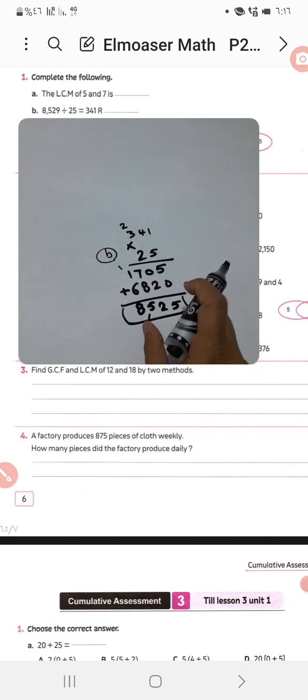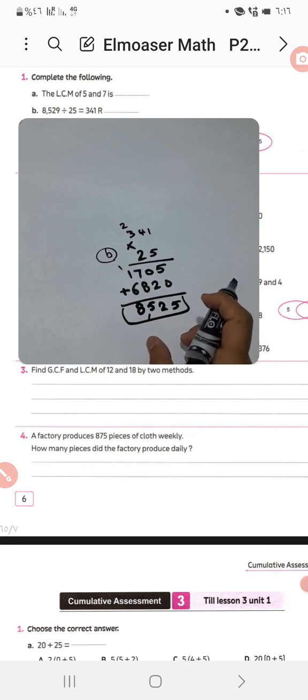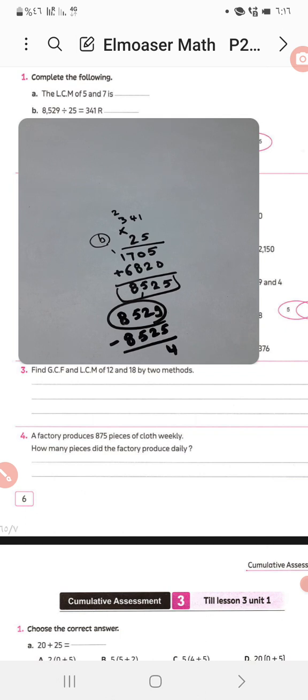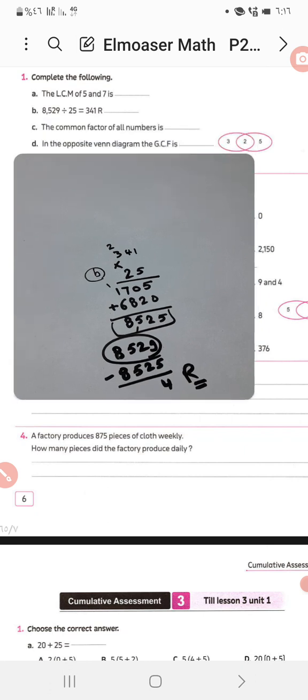We want to find the remainder. The remainder will be what? We can find the remainder by subtracting 8,525 from 8,529. The difference between them will be 4. So the difference here will be 4. It will be what? The remainder. So the result will be 4. This is the remainder for question letter B.